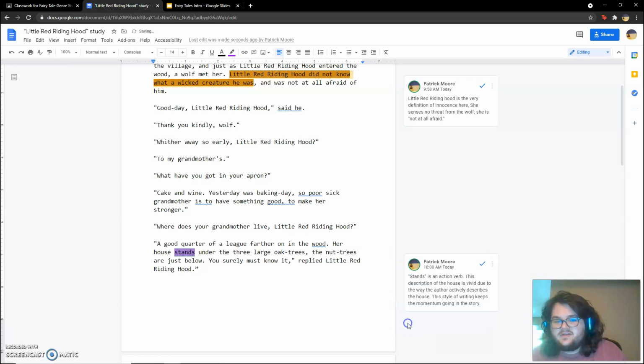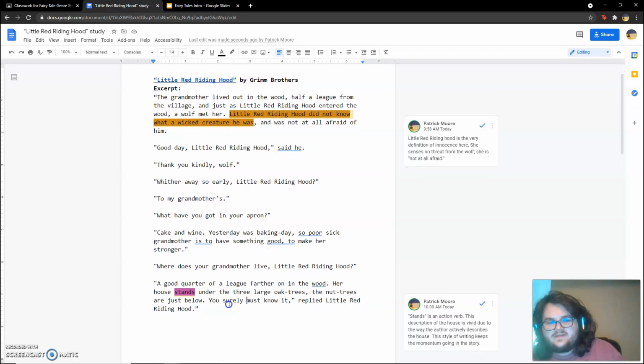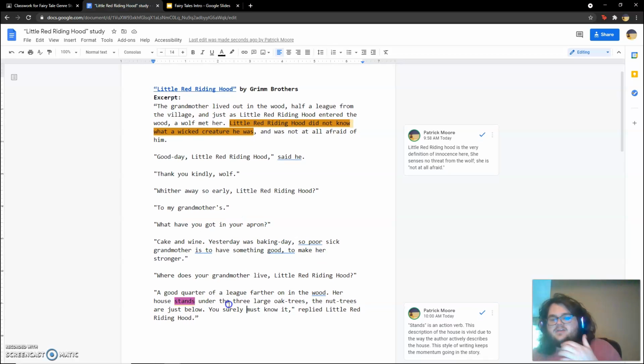Because what I really want to see here is evidence that you can talk about these ideas outside of the basic definition and expand on them a little bit. Like, stands is an action verb, and that makes the writing kind of feel more fluid and quick. So I want to see that you understand that that's a noticing and how that affects the plot. And that's a good little model for how you just classify and then comment as you're analyzing this text.